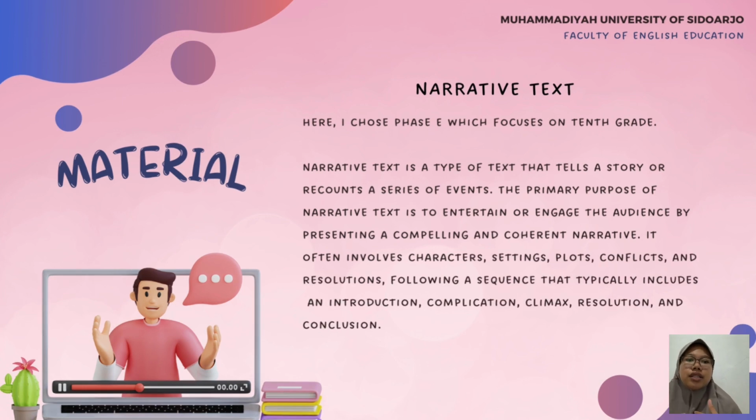And the next is material. In here, the material I choose is narrative text. I choose narrative text because I want to focus on 10th grade, in phase E. Narrative text is a type of text that tells a story or recounts a series of events. The primary purpose of narrative text is to entertain or engage the audience by presenting a compelling and coherent narrative. It often involves characters, setting, plot, conflicts, and resolutions.